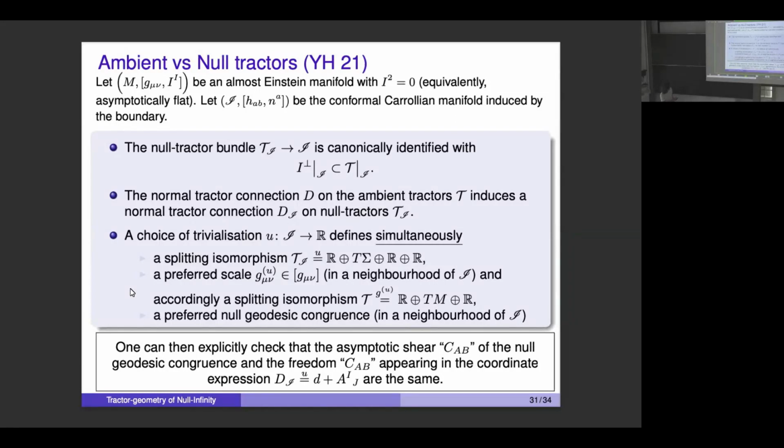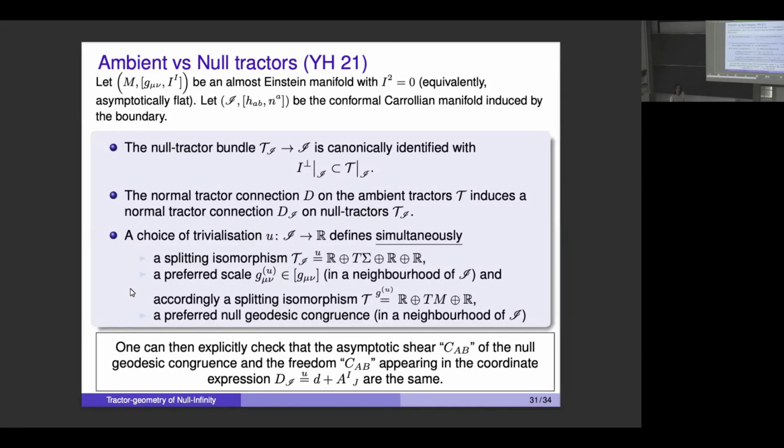Yes, so indeed, now once you have this, it makes sense of comparing things. You trivialize your tractor bundle. There is some coefficient which is CAB. You also choose a null geodesic congruence, and you look at the asymptotic shear of this null geodesic congruence, and now you can just check that they are the same things. So indeed, this freedom CAB is just to coordinatize things, parameterizing this boundary null tractor connection. Any question on this? I think that's really key to make sense of this.